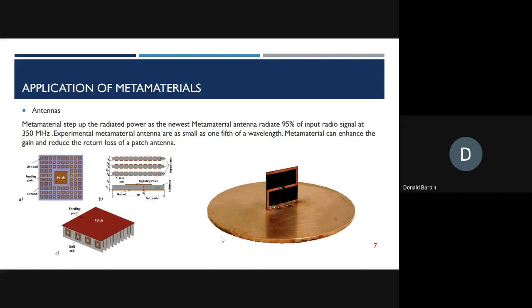The design can be in the form of a unit cell, so that the parameters epsilon and mu satisfy the requirements of the resonant frequency. An antenna can radiate 95% of input radio signal at 350 megahertz. And metamaterials in experiments by scientists are as small as 1/5 of a wavelength. Metamaterial can enhance the gain and reduce the return loss of a patch antenna.